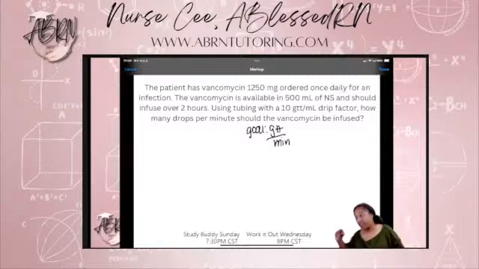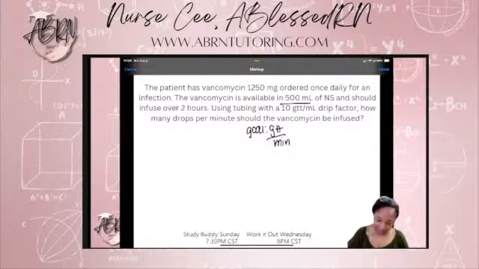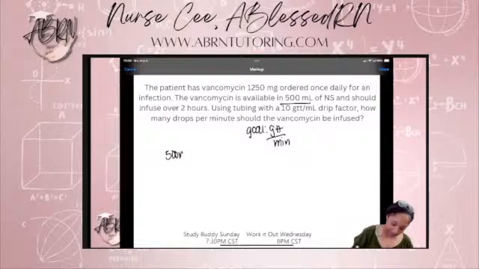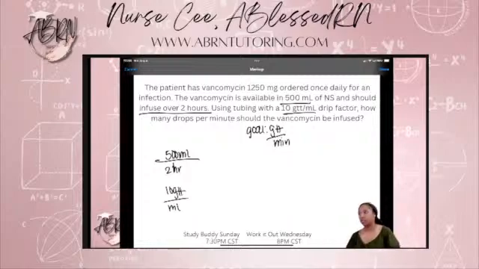So are we looking for milligrams? No, we're looking for drops per minute. So what is that? Volume over time. So our volume is 500 milliliters, and it is to infuse over 2 hours, right? And you got 10 drops per milliliter for your drip factor, drop factor. Just the I and the O. There's a difference between it, okay?